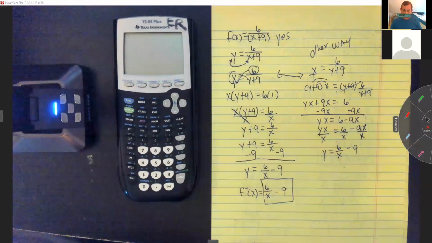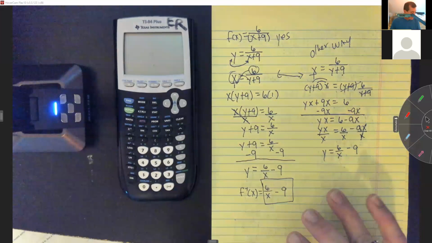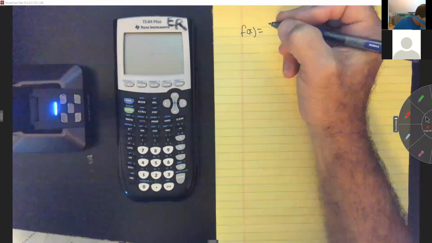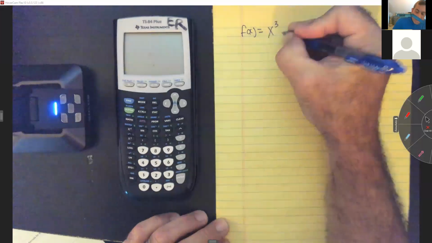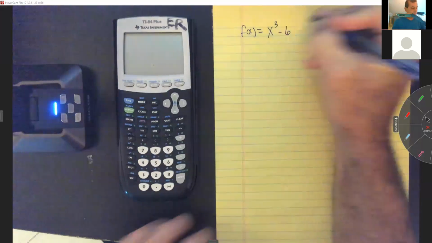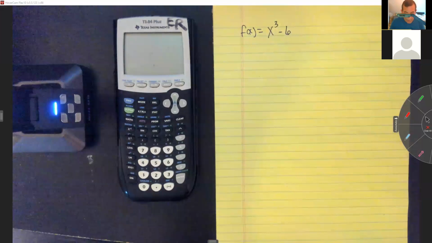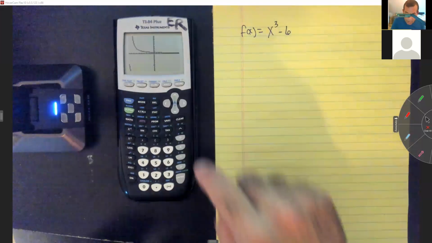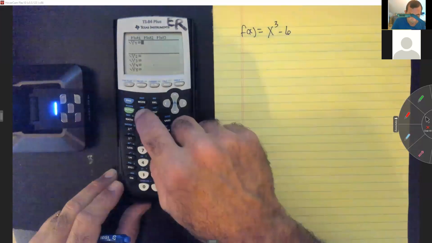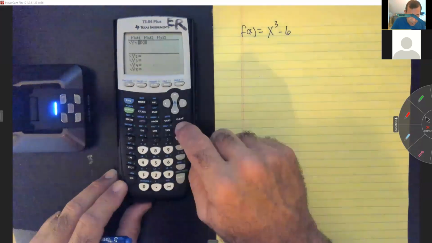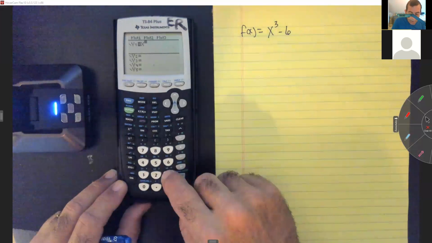All right, let's throw some cubes at you. f of x will equal x cubed minus 6. All right, so let me go to my y equals. I'm going to clear that. X to the third, I got x. Use that arrow up key over here. Put in your 3, and then arrow right.